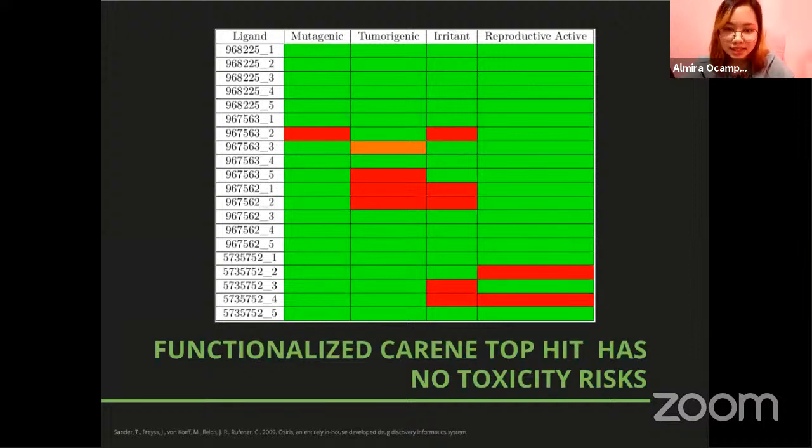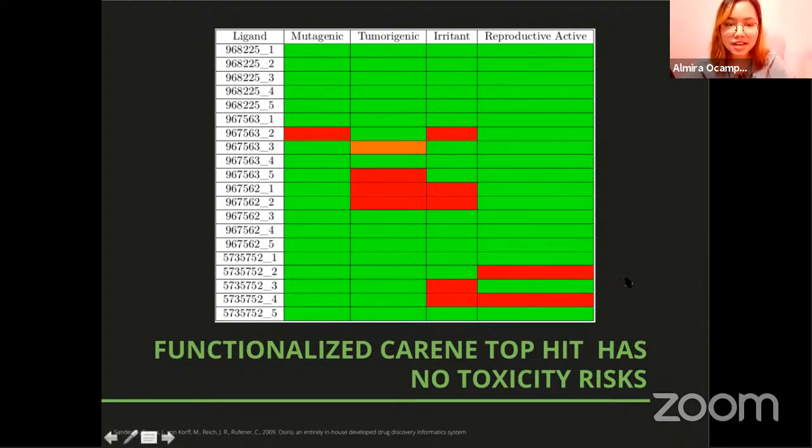And most interestingly, the functionalized carine top hit, which is actually ligand 9675662_5 in this table, yeah, so right there, is free of toxicity risks. So wala siyang toxicity risk because there are no red or orange cells there. And additionally, this also supports the non-toxicity of monoterpenes and their analogs in general because the majority of the cells are green or free of toxicity risks.